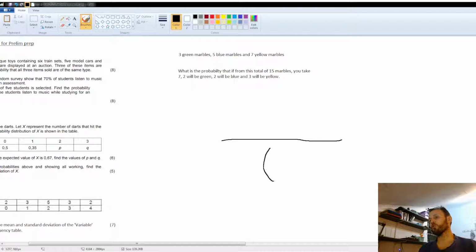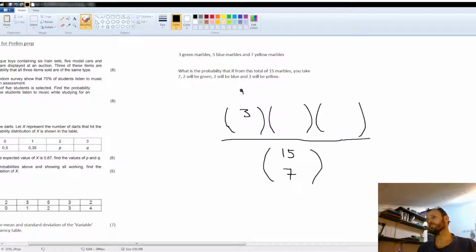Start with the denominator always, makes your life easy. What's the total? 15. How many are you taking? 7. It's always like that. And now you just write all of the factors on top, going down for each category. So you start with, the order doesn't matter, of course, multiplication is commutative. So let's go. Put the totals up here. You can even write the letters on top if it helps. You put a G, these are the green marbles. Put a B, these are the blue marbles. Put a Y, these are the yellow marbles.